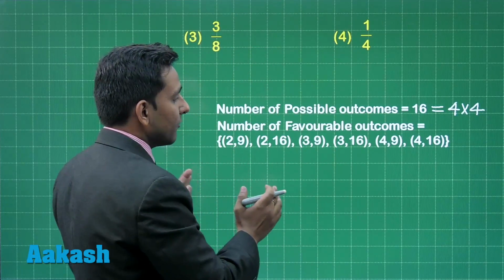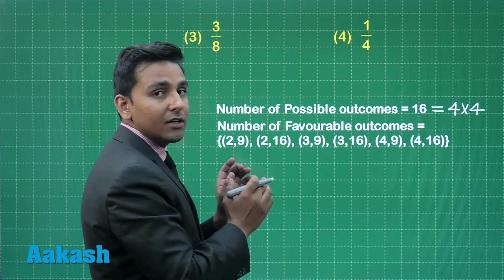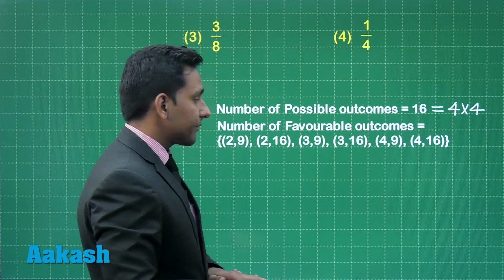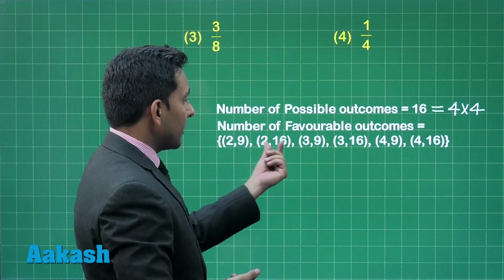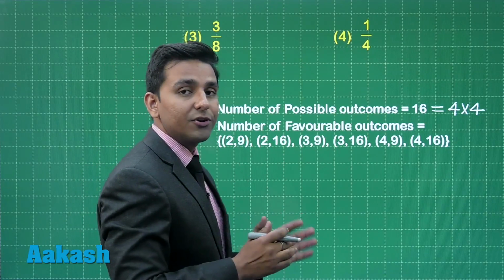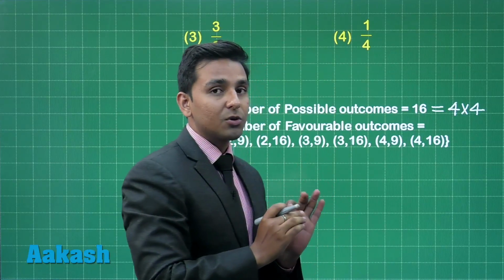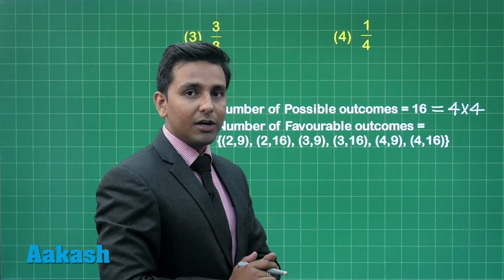So here we can see that we have the collection of all possible numbers where the product of these 2 numbers is greater than 16. Here we can see that 9 into 2 is greater than 16. Again 2 multiplied by 16 will get 32, which is greater than 16. Similarly, we will get the pairs in which the product is greater than 16. That means we have 6 favorable outcomes.